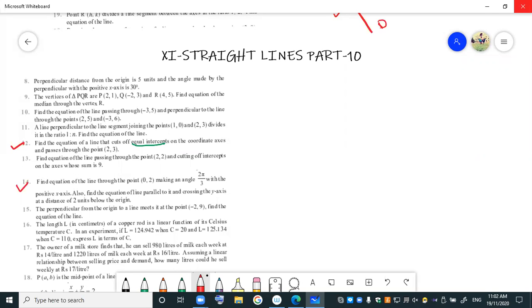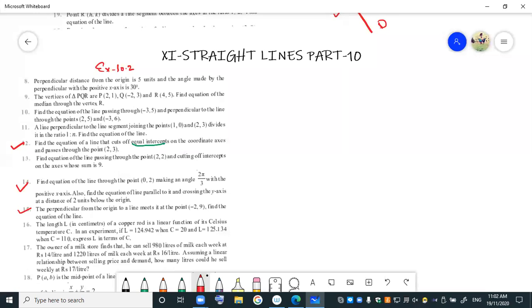Part 10, straight lines. We did in the previous part up to question number 14. This is exercise 10.2 of NCERT, and question number 14 we did.